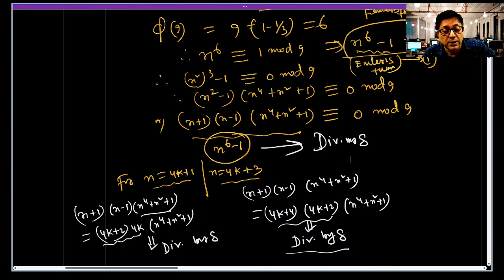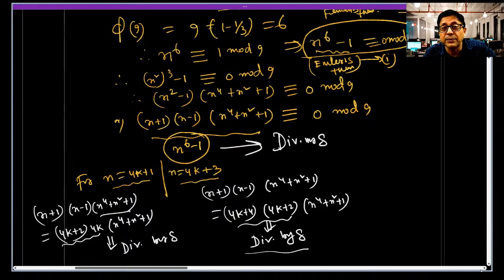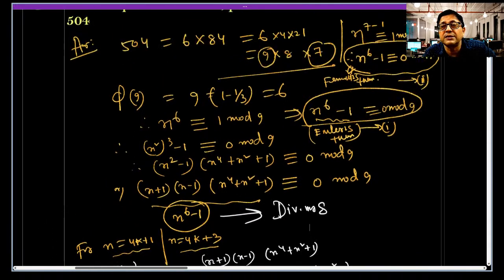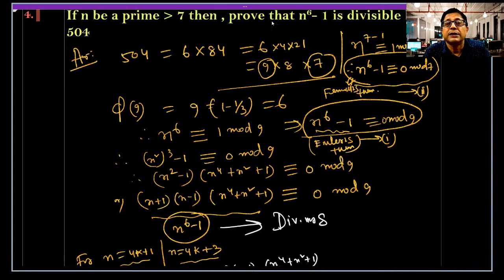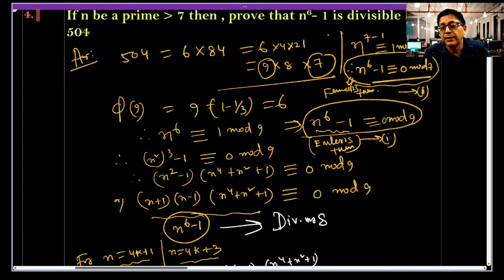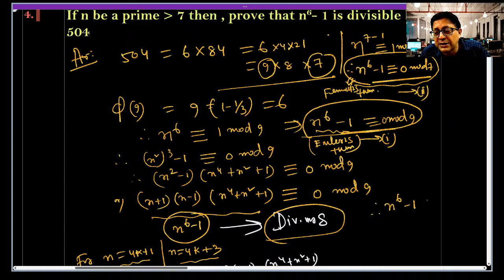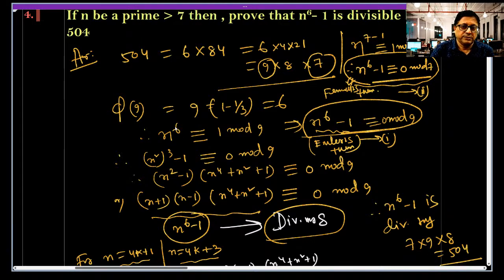So what have we done? These numbers are co-prime. What numbers? Those numbers 7, 9 and 8. So n to the power 6 minus 1, you have proved that it is divisible by 7, it is divisible by 9, now it is divisible by 8. Therefore, n to the power 6 minus 1 is divisible by 7 into 9 into 8, that is 504. Done? It's a nice sum.